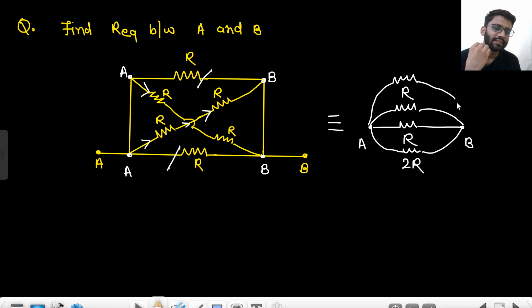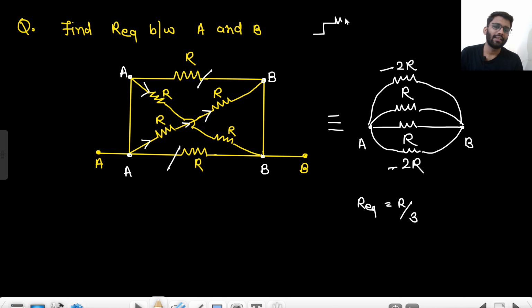So all these resistances came in between A and B only, right? These are R, 2R, 2R. All these resistances are there. So what will be the equivalent of this? This 2R and 2R will become R, and with the 3 R's in parallel, the equivalent will become R by 3. How did I solve it? This 2R and this 2R will give me R. And if 3 R resistances are there like this, it will give me R by 3.